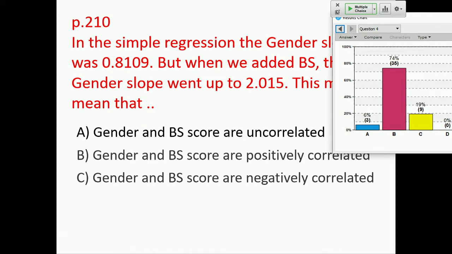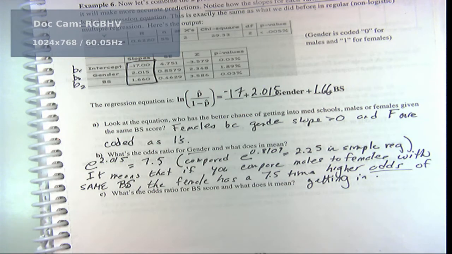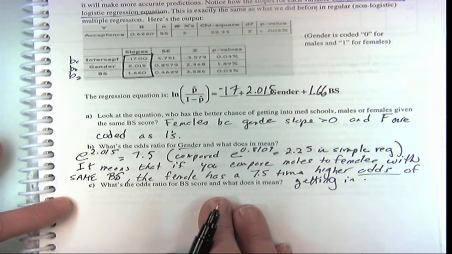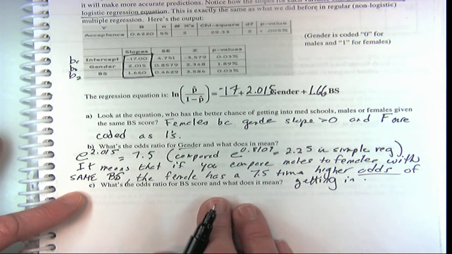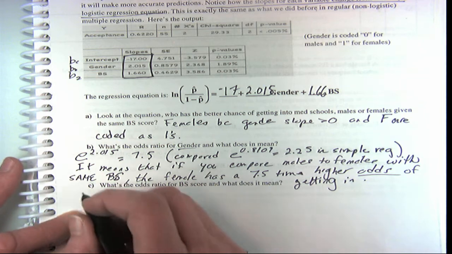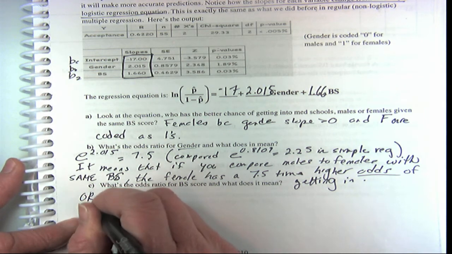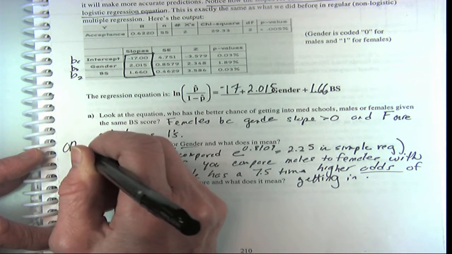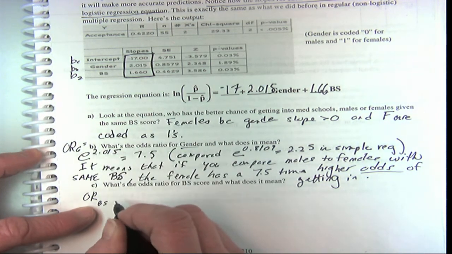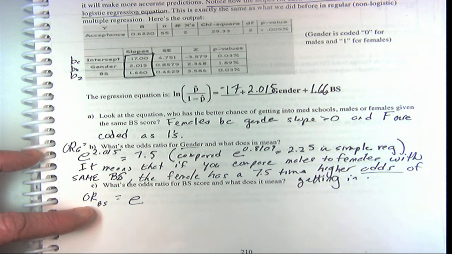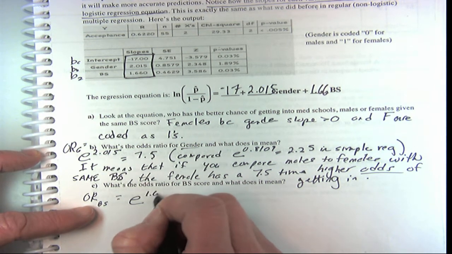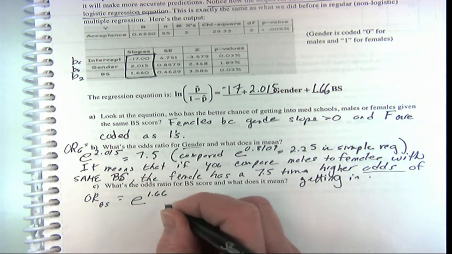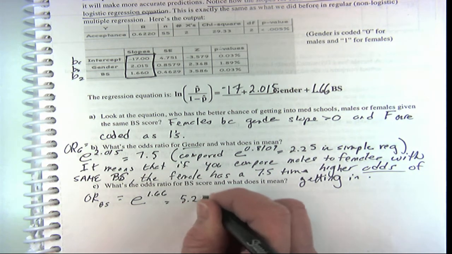Okay? So let's go back to the document camera. And so now let's do the same thing. What's the odds ratio for biological science score, and what does it mean? So the odds ratio, again, this is for the biological science, and this is the odds ratio for the gender. For the biological science, it's going to be e to its slope. So that's 1.66. And this is 5.26.